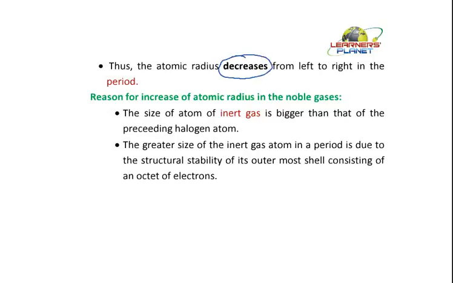I have written it in bold, but still I would like to tell you because it can be asked in your objective type question. What we saw was that the atomic radius of the noble gas increases. Now what is the reason for it? I'll just draw a rough diagram here.